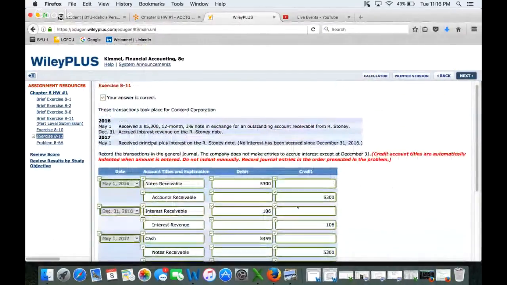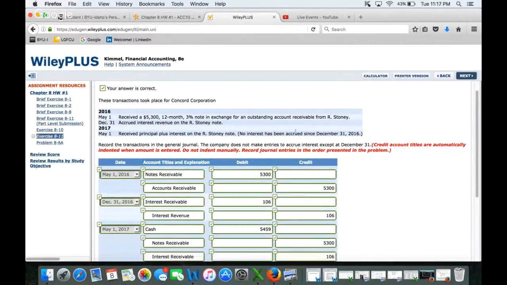So starting off, the first part of these transactions is receive $5,300 for a 12-month 3% note in exchange for an outstanding account receivable from R. Stoney. So that would automatically go on our books as a note receivable of $5,300, and then the accounts receivable of $5,300.